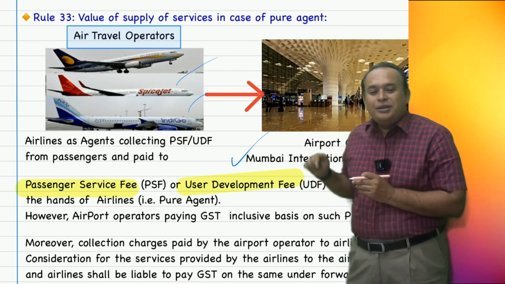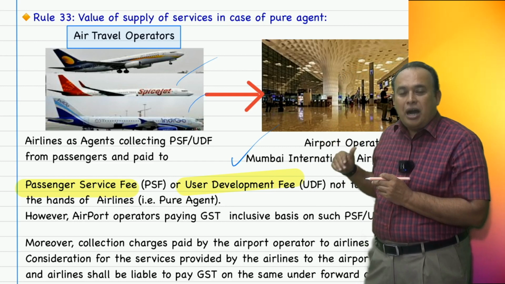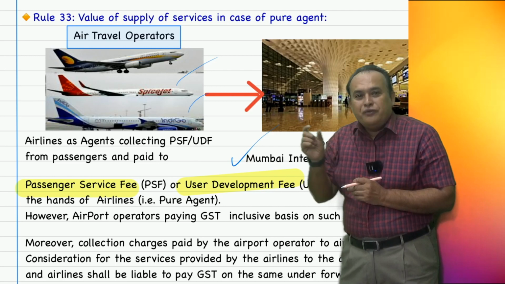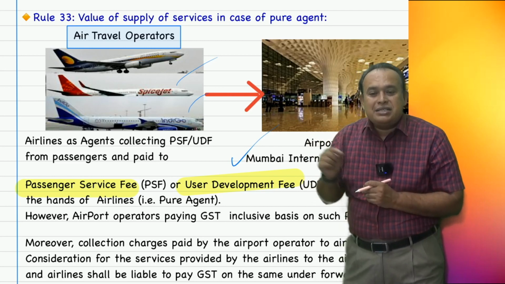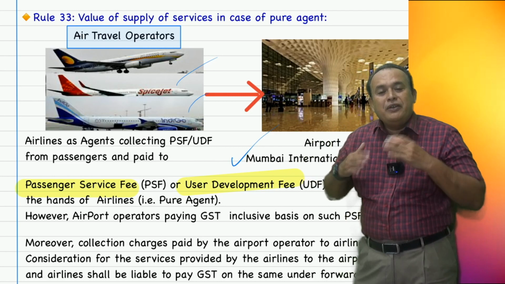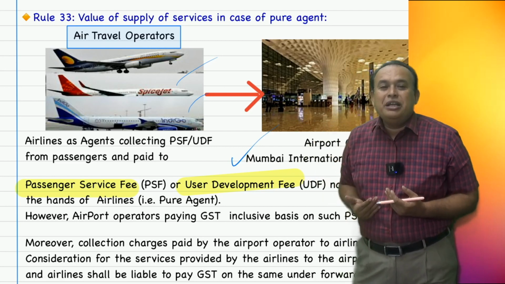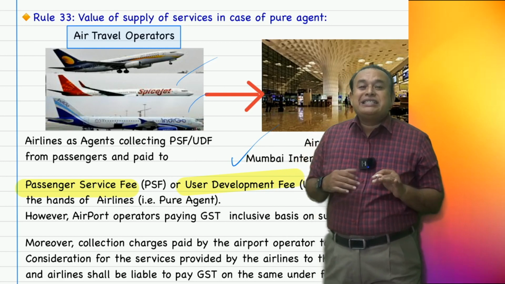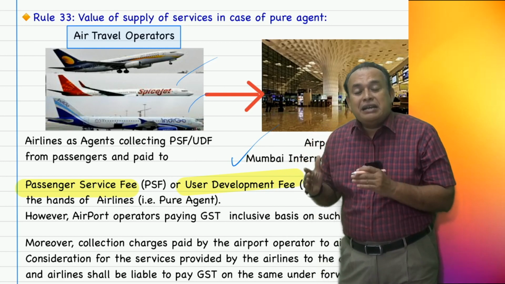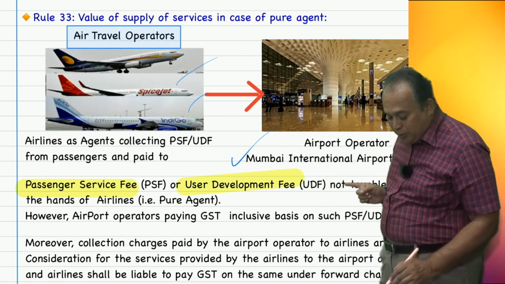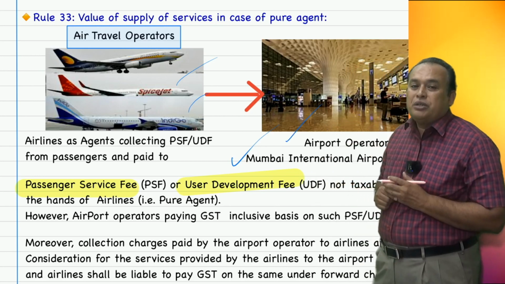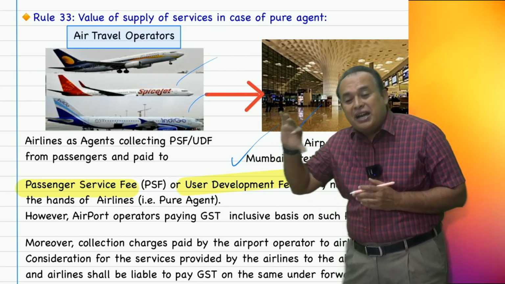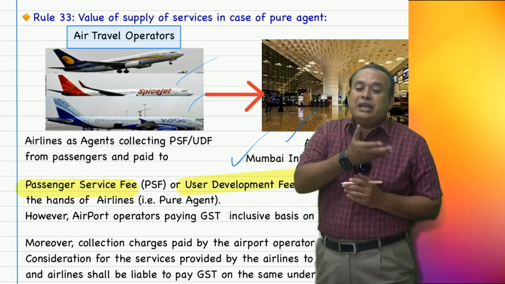Mumbai International Airport operator said to the air travel operators, I will pay 10% as a commission. The 150 rupees you are collecting per passenger as passenger service fee for us, we will pay 10% of that as a commission to you, namely 15 rupees. Now the air travel operator is charging 15 rupees commission per passenger from the airport operator, Mumbai International Airport. Here, who is the supplier of service? The air travel agent, providing the service of collecting the passenger service fee and paying it to the airport authority.